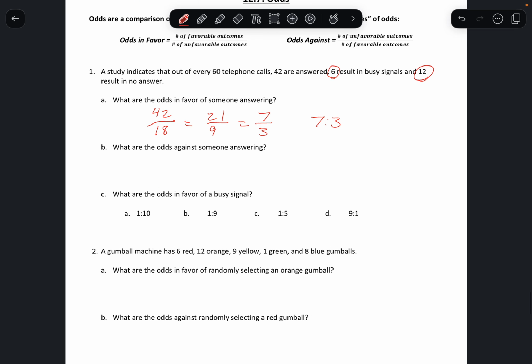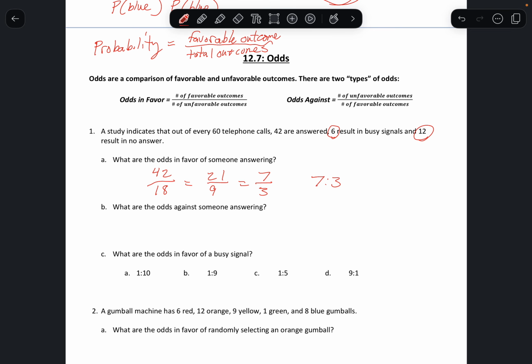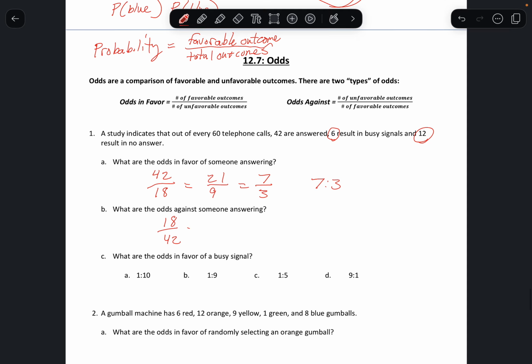Letter B, what are the odds against someone answering? All right, so if we want the odds against someone answering, we talk about the unfavorable outcomes. There are 18 unfavorable outcomes, right? 18 times that someone didn't answer, and 42 times that someone did. So we're not comparing it to the total, we're comparing it to the opposite. So 42 on the bottom, 18 out of 42, you can reduce that as a fraction again. That's just going to be the opposite, right? 9 over 21, which would be the same thing as 3 over 7, or 3 to 7.